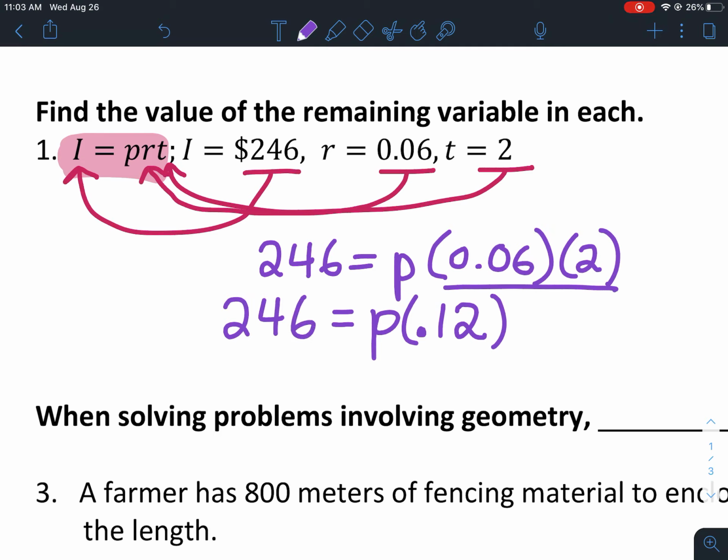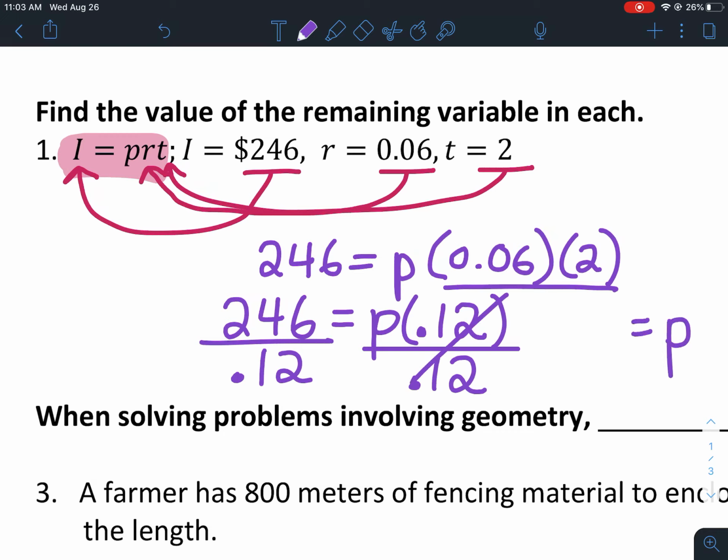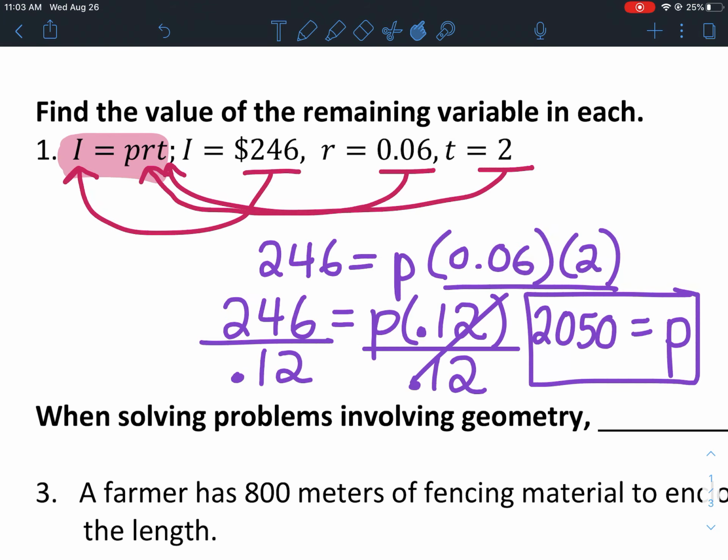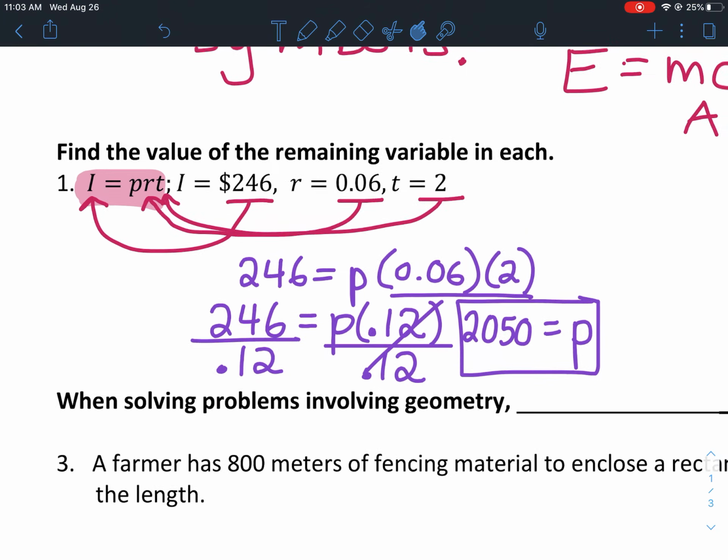Now to undo this multiplication, to solve my equation, I'm going to divide by 0.12. These cancel, so I'm just left with P on the right side, and P equals whatever 246 divided by 0.12 is, which is 2,050. So it said solve for the remaining variable. The remaining variable was P, and I know it's equal to 2,050.